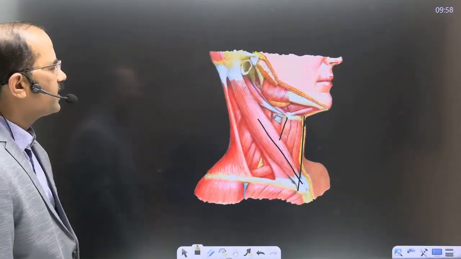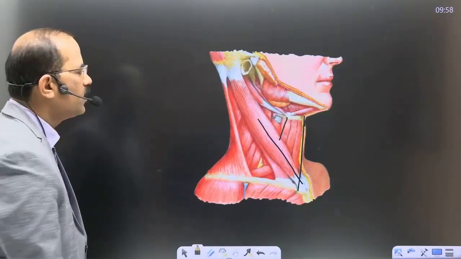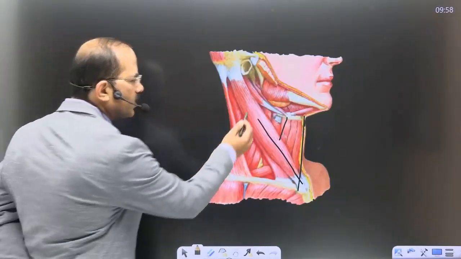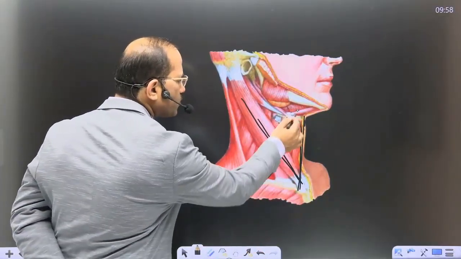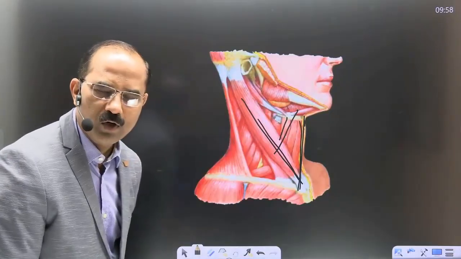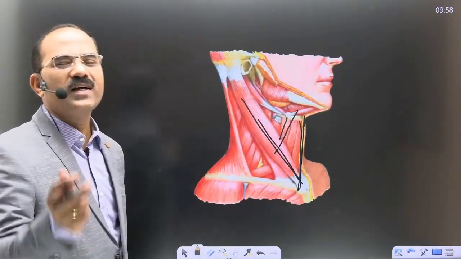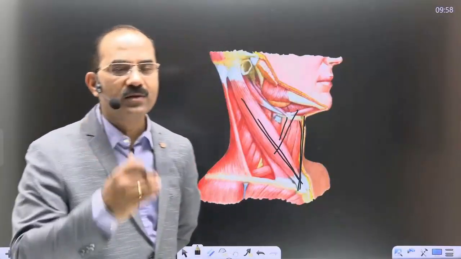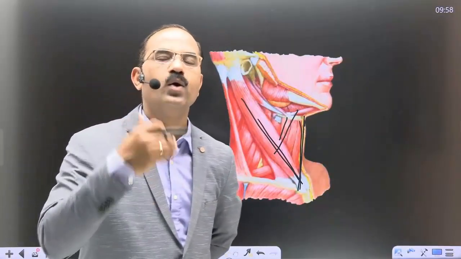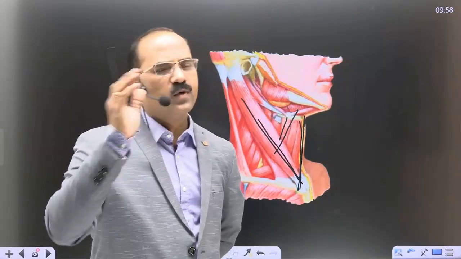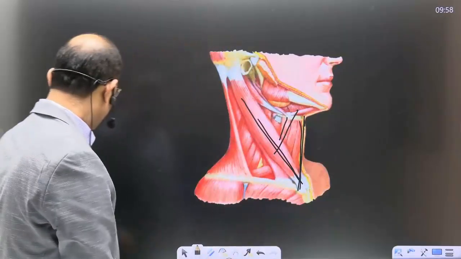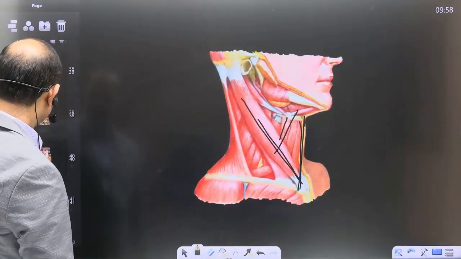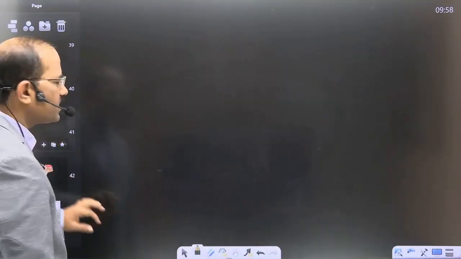Look at this once again. So that's the muscular triangle. So what are the boundaries of muscular triangle? Posteriorly is the sternocleidomastoid, anteriorly is the midline of the neck, and superiorly is the superior belly of omohyoid. What are the muscles in the muscular triangle? Number one, sternohyoid, sternothyroid, thyrohyoid, and omohyoid. What is the nerve supply of these muscles? Ansa cervicalis. Once again, how is the ansa cervicalis formed here?